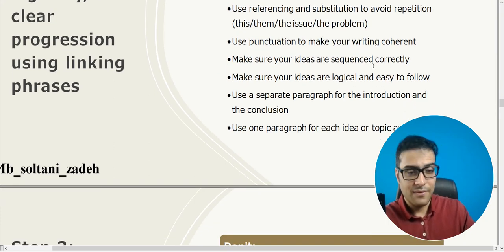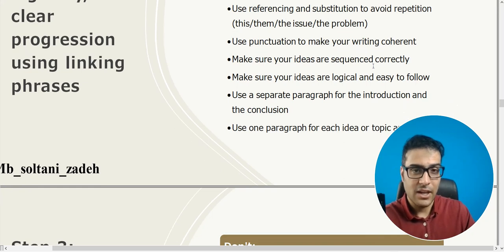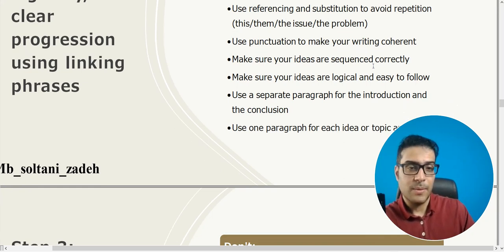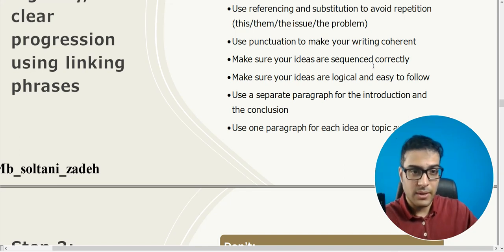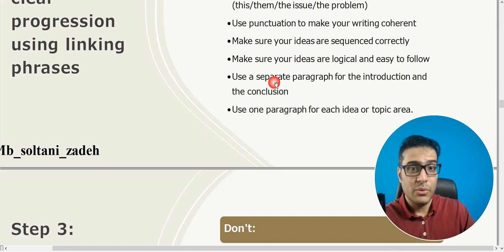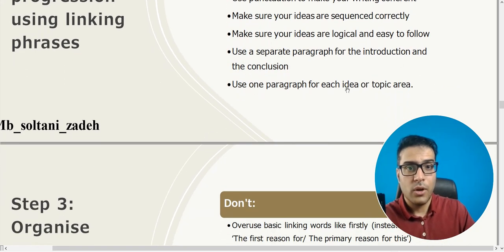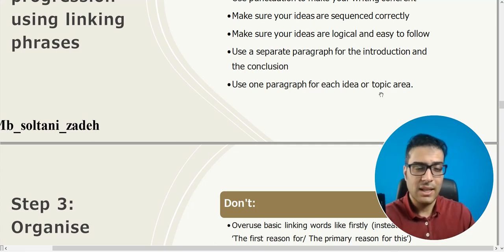So it's kind of challenging to get a band 8 in coherence and cohesion. You're not just expected to logically organize your ideas. You should sequence them logically as well. You should make sure your ideas are logical and easy to follow. Use separate paragraphs for the introduction and conclusion, and use one paragraph for each idea or topic area. So each paragraph should have a clear central idea.